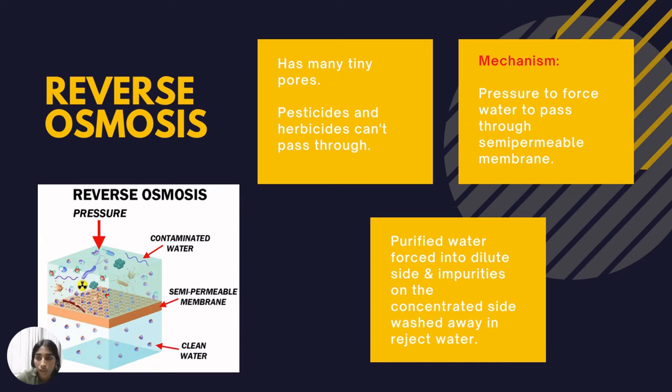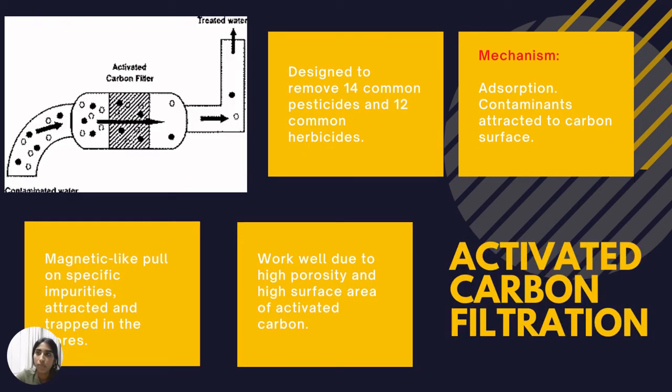When pressure is applied on the concentrated part of the membrane, the purified water will be forced into the dilute side, and the impurities, in this case pesticides and herbicides, from the concentrated side will be washed away in reject water. So that is a general idea on how this method works. On the other hand, we have another treatment available known as activated carbon filtration, that is designed and tested to remove the 14 most common pesticides and 12 of the common herbicides possibly found in water. The activated carbon filters will treat water through adsorption.